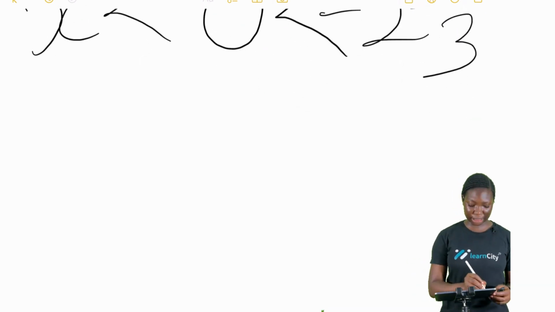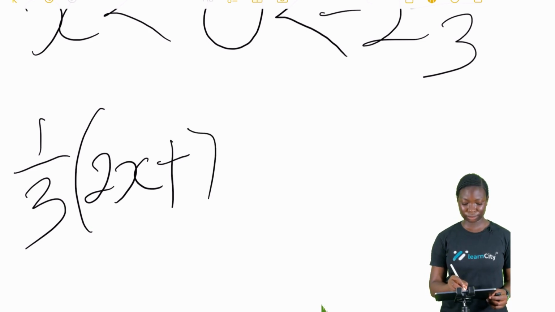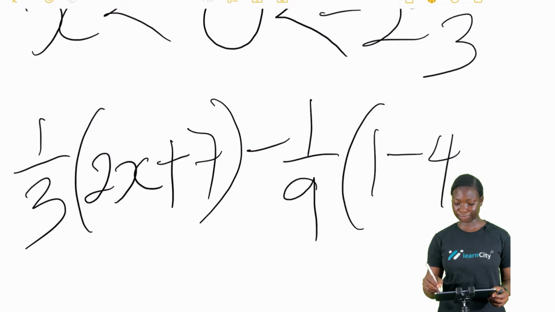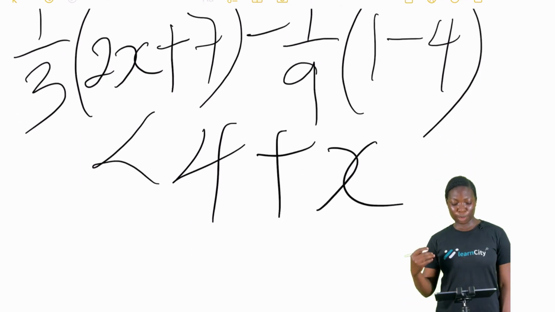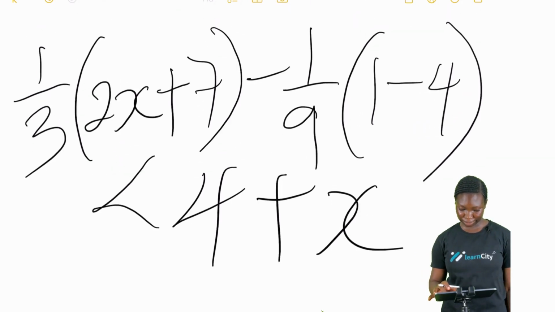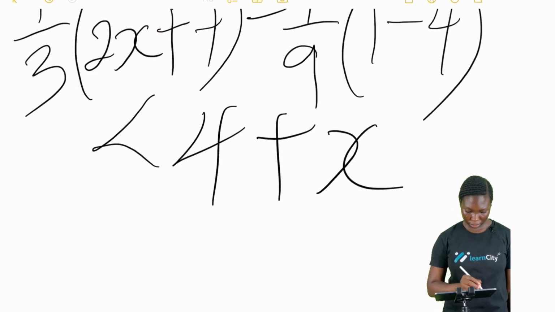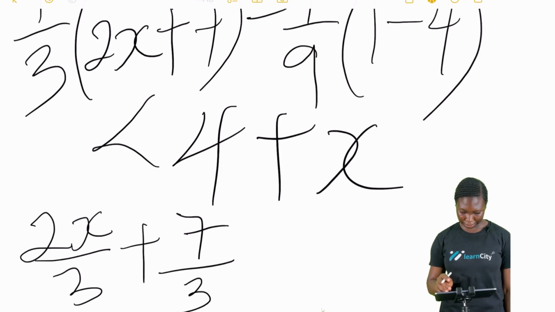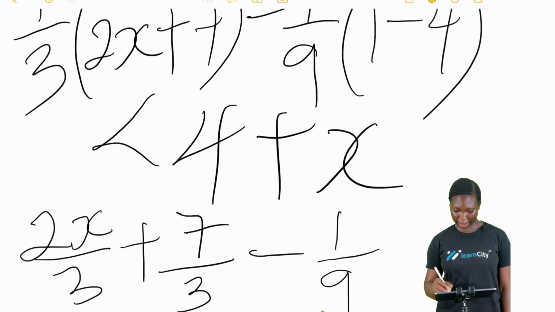So our next example is 1 over 3 into brackets 2x plus 7 minus 1 over 9 into brackets 1 minus 4 less than 4 plus x. So here we open the bracket, where we have 2x over 3 plus 7 over 3 minus 1 over 9 plus 4 over 9.